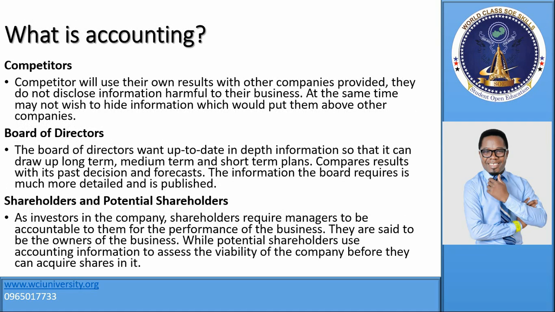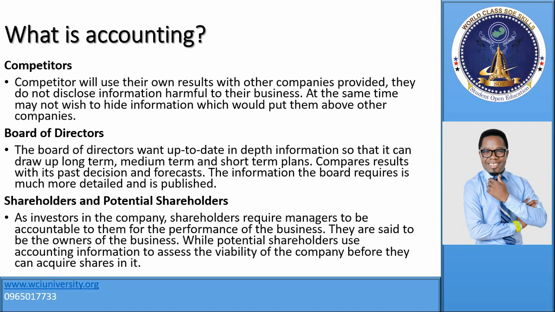Competitors. Competitors will use their own results with other companies provided they do not disclose information harmful to their business. At the same time, they may not wish to hide information which would put them above other companies. Board of Directors. The Board of Directors want up-to-date, in-depth information so that it can draw up long-term, medium-term, and short-term plans, compare results with its past decisions, and make forecasts.